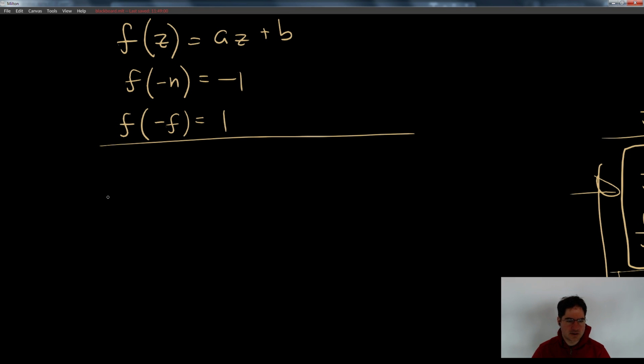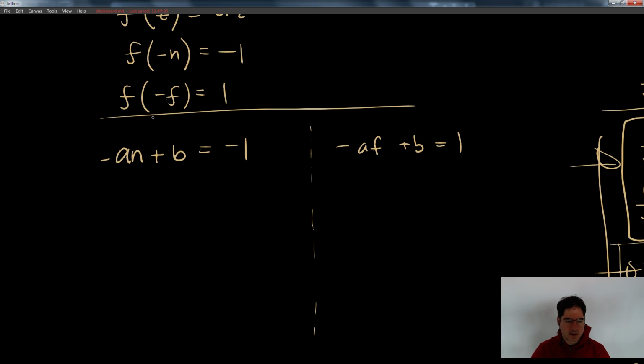So in this case, again, we've got negative n should produce negative 1. That means that a times negative n plus b is negative 1. And similarly, for plugging in negative f, it's negative af plus b equals 1. Did I have those right this time? Looks right. Hopefully it looks right.